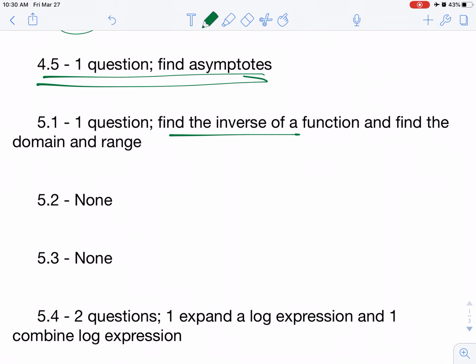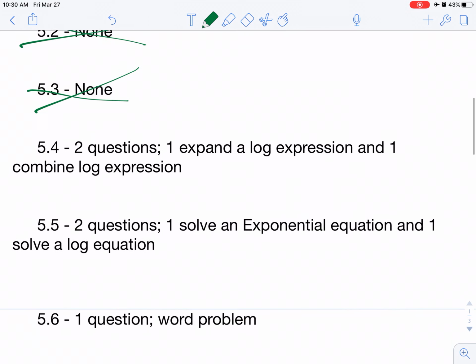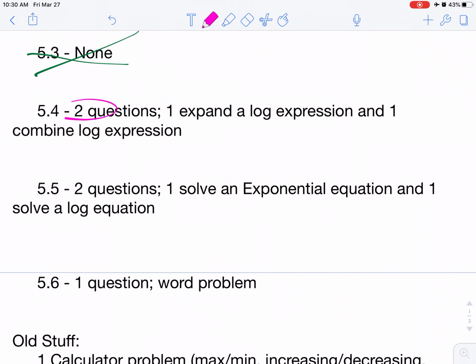5.1, you have to find the inverse of a function and find the domain and range as well. Again, just like your assignment. 5.2, we skipped that. 5.3, we skipped that. 5.4, so there'll be two questions from that. I always put two questions from section 5.4.